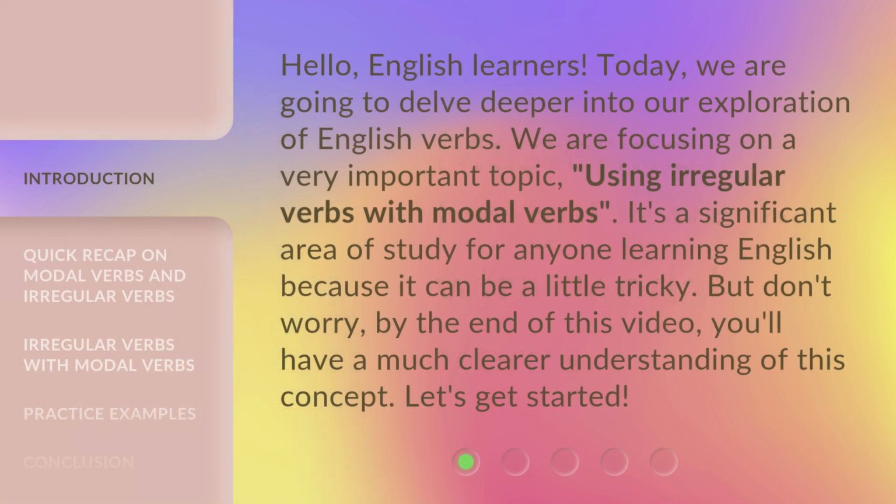Hello, English learners. Today, we are going to delve deeper into our exploration of English verbs. We are focusing on a very important topic, using irregular verbs with modal verbs. It's a significant area of study for anyone learning English because it can be a little tricky. But don't worry, by the end of this video, you'll have a much clearer understanding of this concept. Let's get started.